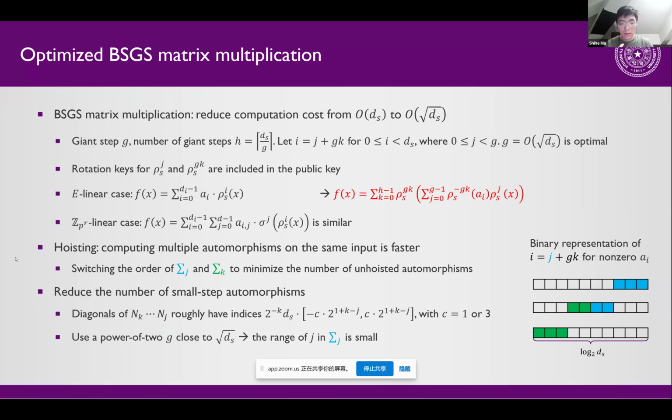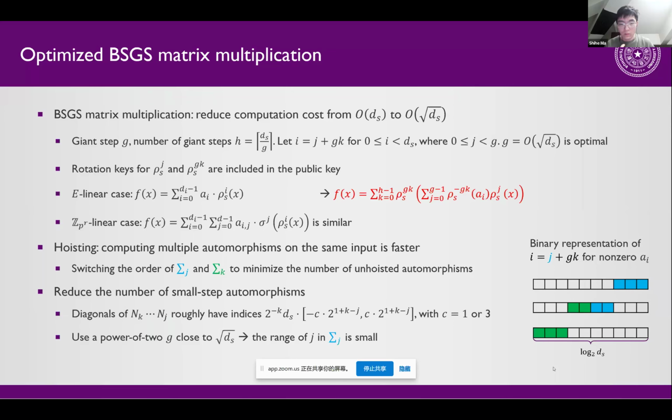And our first optimization is that we can switch the order of summation over j and summation over k to minimize the number of unhoisted automorphisms in the outer summation loop. And also, the indices of the non-zero diagonals of the combined NTT matrices have a very special pattern under the binary representation, just as in the figure right here. So they only take several bits and leave all the other bits as 0. So we can choose the giant step g to be a power of 2, even though the optimal choice, square root of ds, is not a power of 2.